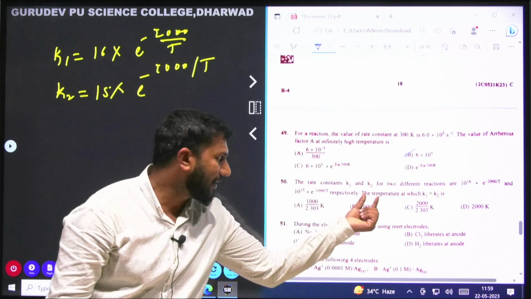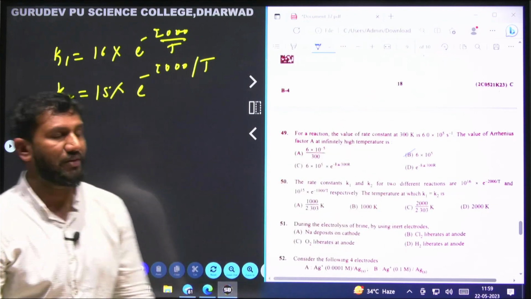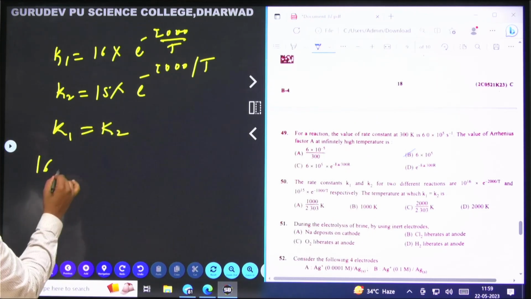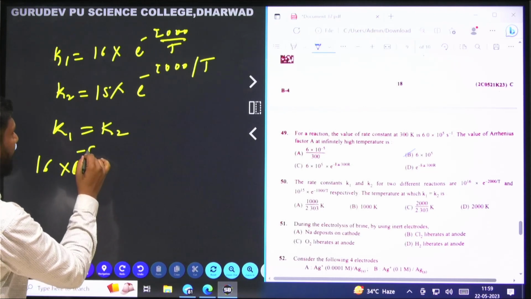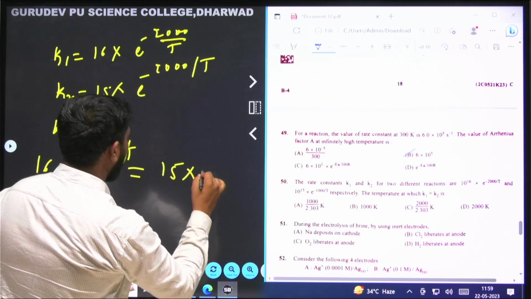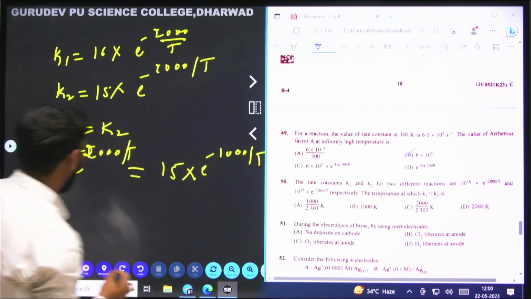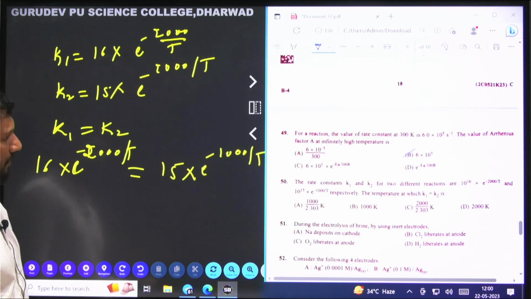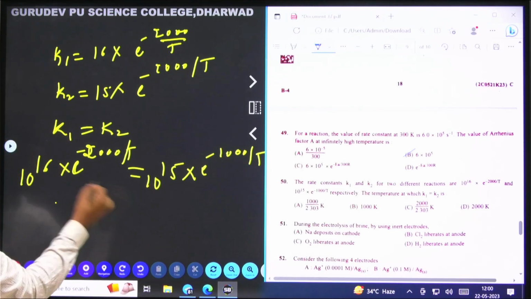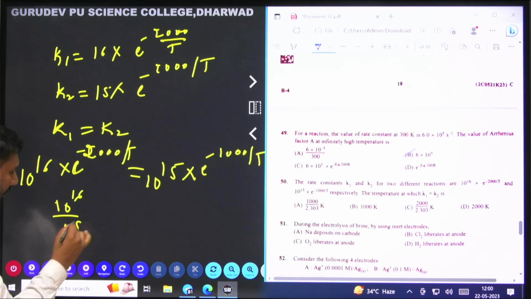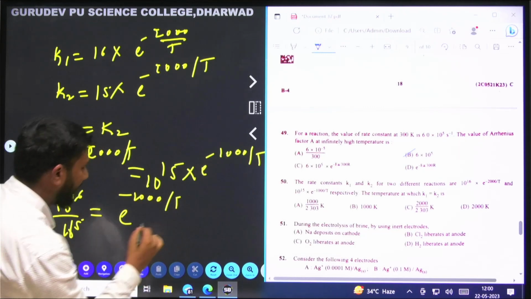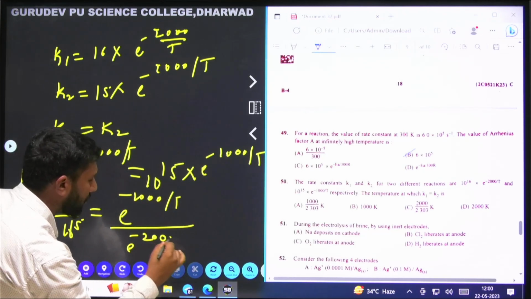What have they asked in the question? The temperature at which K1 and K2 are equal. So we have to compare K1 and K2. First, K1 value is 10 power 16 into E power minus 2000 by T, equal to 10 power 15 into E power minus 1000 by T. So just cross multiply and rearrange: 10 power 16 by 10 power 15 is equal to E power minus 1000 by T whole divided by E power minus 2000 by T.